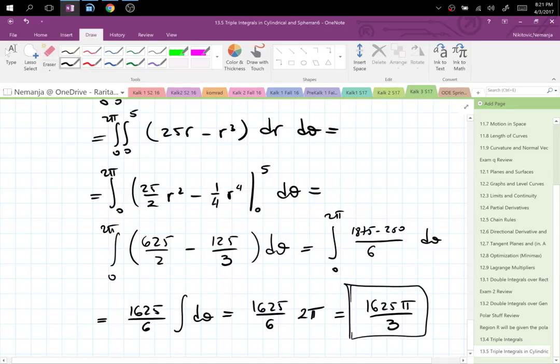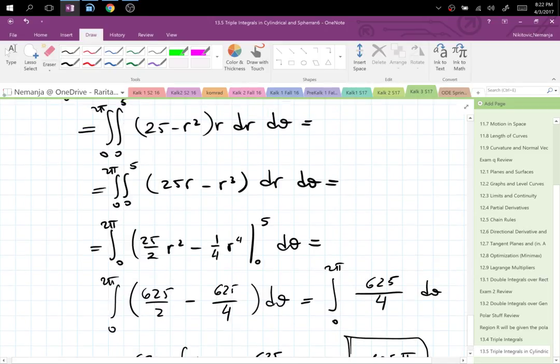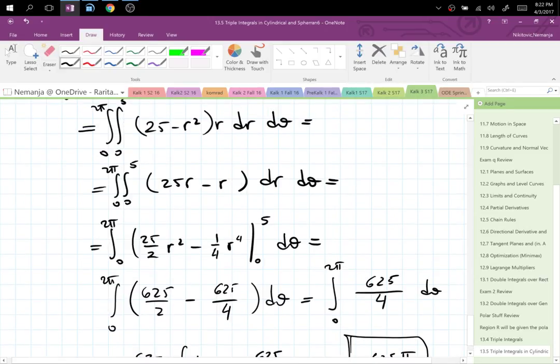R to the 4th, that's 625 over 4. So now it's 625 over 4, and that's 625 over 2. Much better. Yeah, that 3 looked bad, so I thought it was a 2. It's a 3. There we go. All fixed.